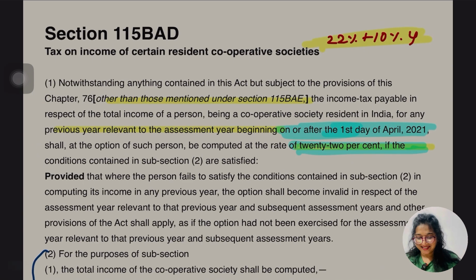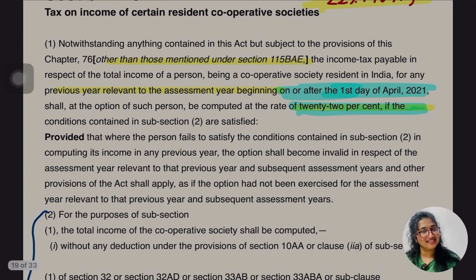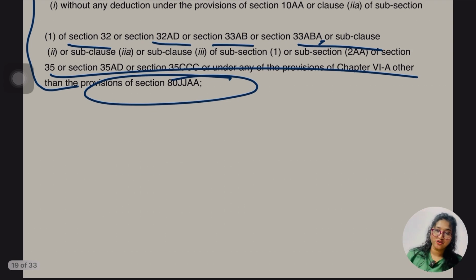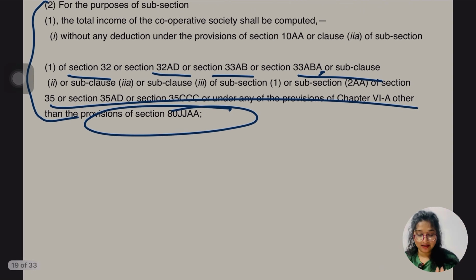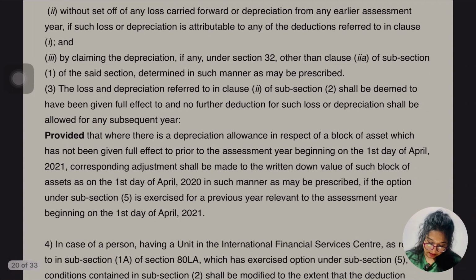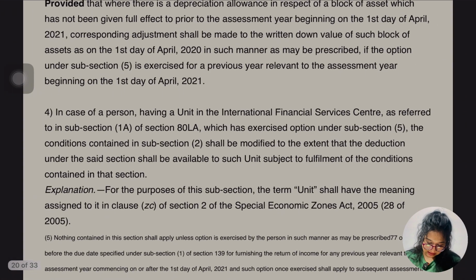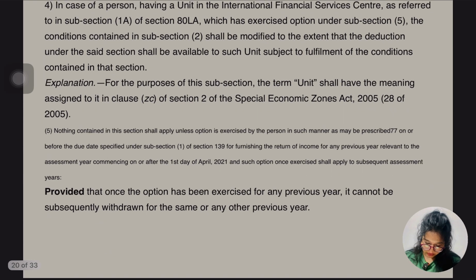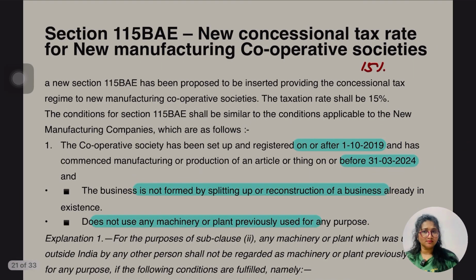This is 115BAD. Okay, 22% is the taxable rate. Okay, the same thing is mentioned. The provisions, conditions and all which were mentioned in that earlier section are the same for this. Okay, exception 80JJAA. The same other things are mentioned which are the same. Okay, so hope you can read it. If there is any problem let me know.